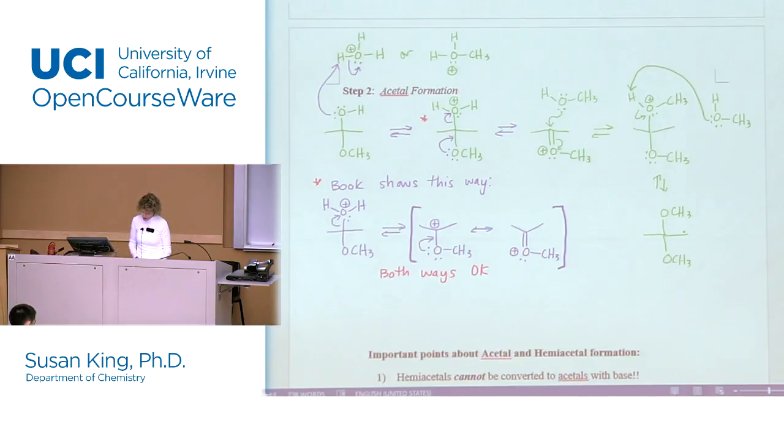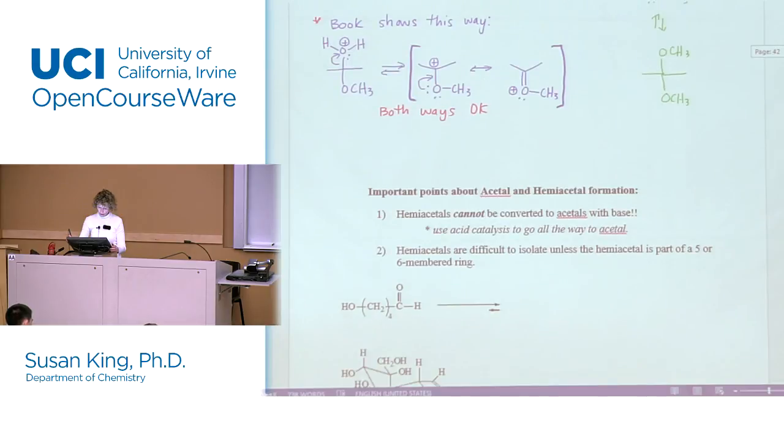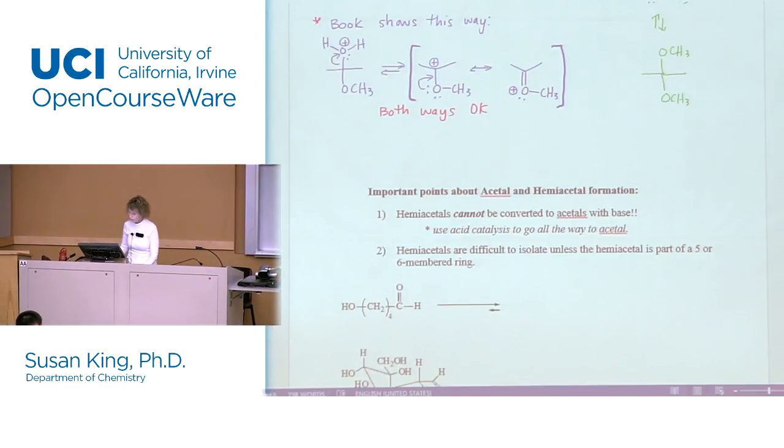All right, important points about acetal and hemiacetal formation. Hemiacetals cannot be converted into acetals with base. We mentioned that already, so we're making that point again. Use acid catalysis to go all the way to the acetal. Hemiacetals are difficult to isolate unless the hemiacetal is part of a 5 or a 6-membered ring.